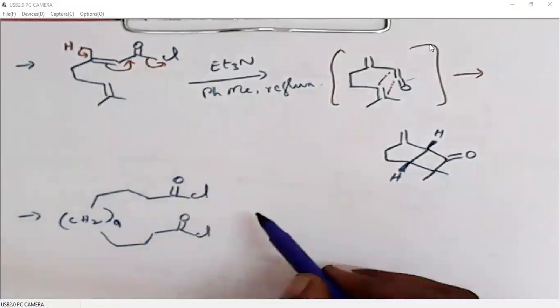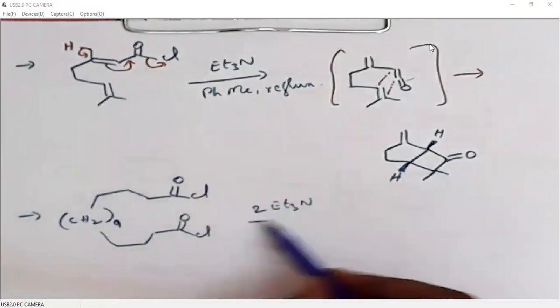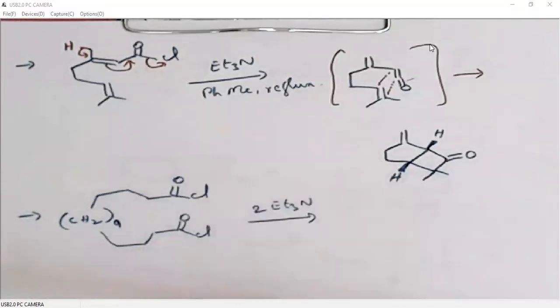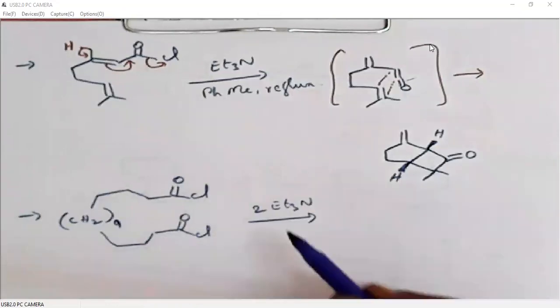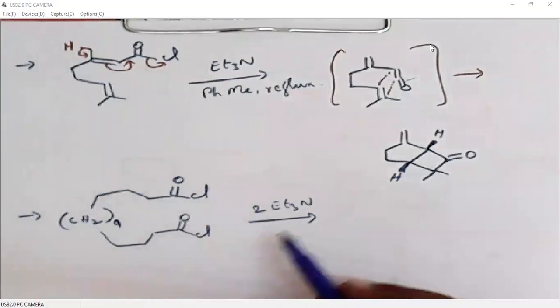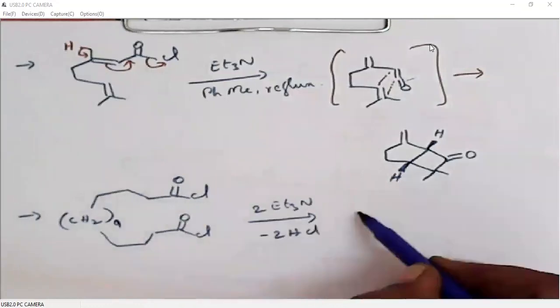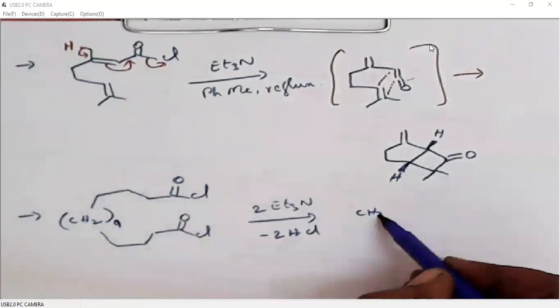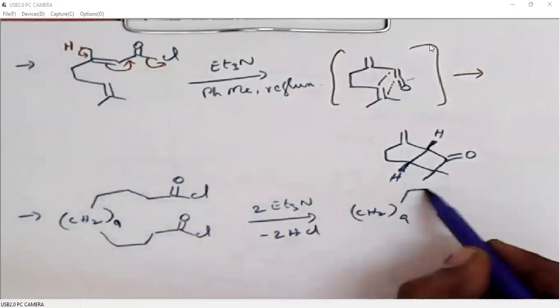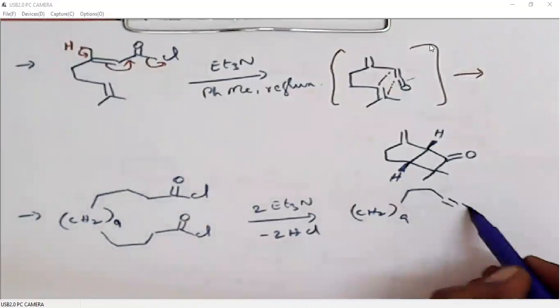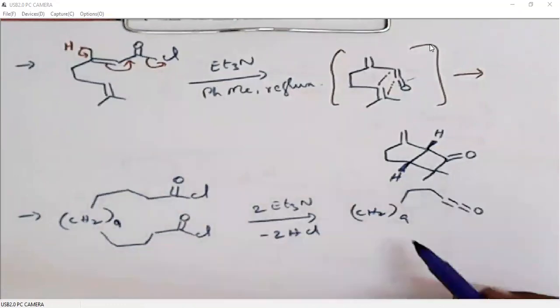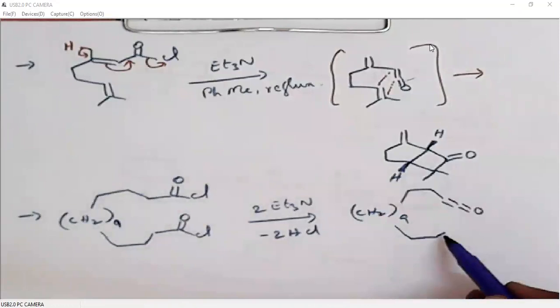And it is treated with 2 equivalents of triethylamine because we have 2 acid chlorides. So here and here there is a possibility for ketene generation, so we must add 2 equivalents of triethylamine. So here we can generate one ketene and here also we can generate one more ketene.